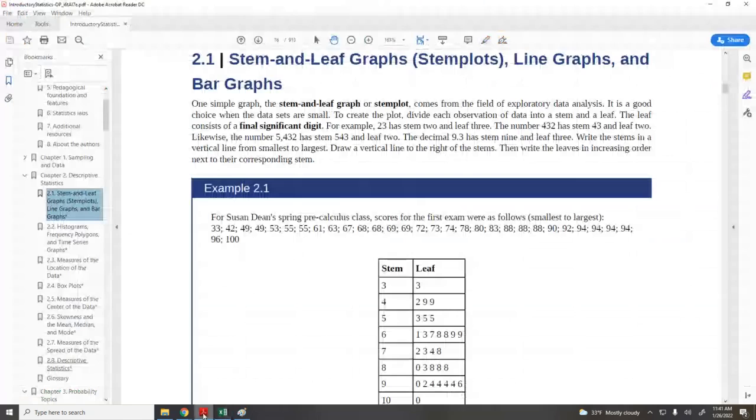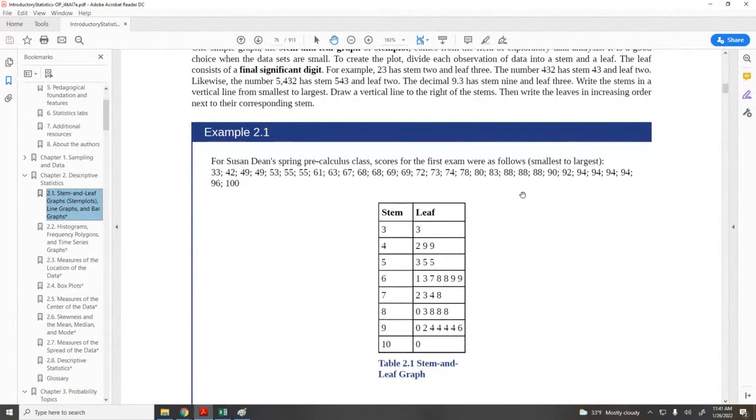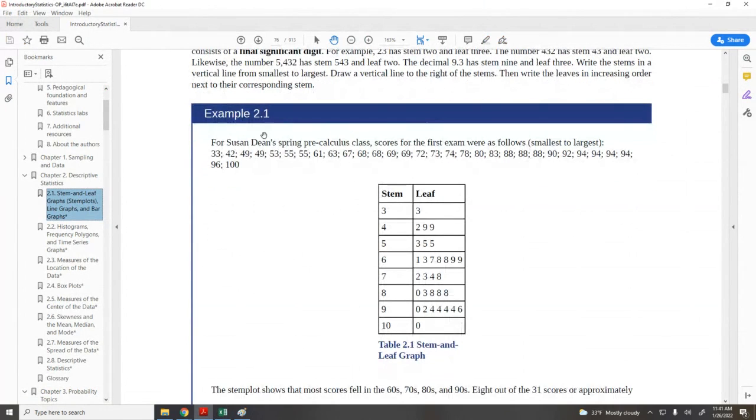If you look at the book, you can see how the stem and leaf plot works. In example number 2.1, the stem is 3, 4, 5, 6, 7, 8, 9, 10, and the leaf is 3, 2, 9, 9, 3, 5, 5, 1, 3, 7, 8, 8, 9, 9. So how would you study this? You might want to group them together and read it this way: 3 and 3 makes 33, 4 and 2 makes 42, 4 and 9 makes 49, 4 and 9 makes 49, and so on.